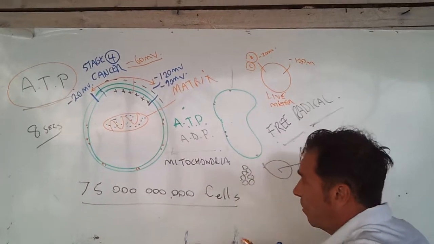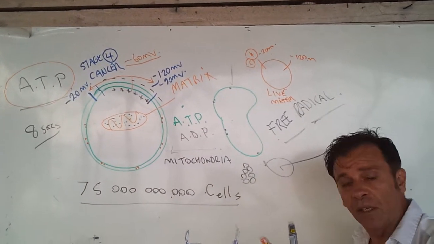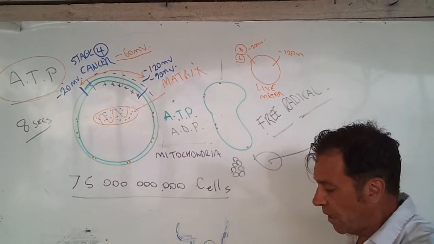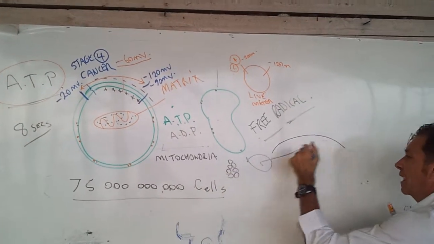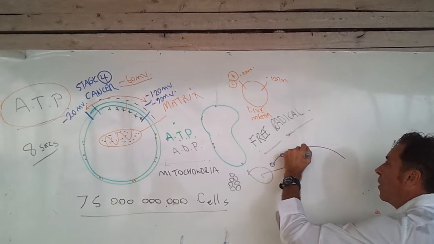ATP levels, we're going to go back into here. Now, what is aging? Your ATP levels drop. When your ATP levels drop, remember this ATP has to be made every 8 seconds. There's something called the Krebs cycle.